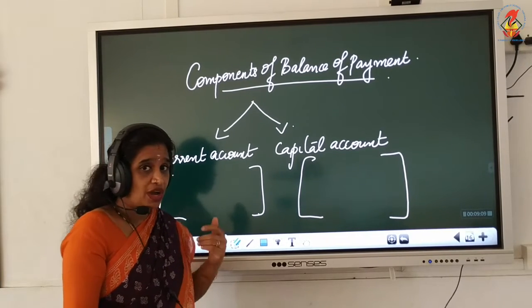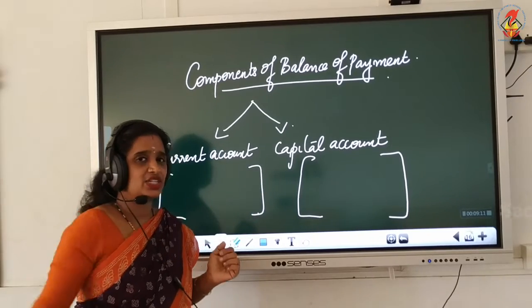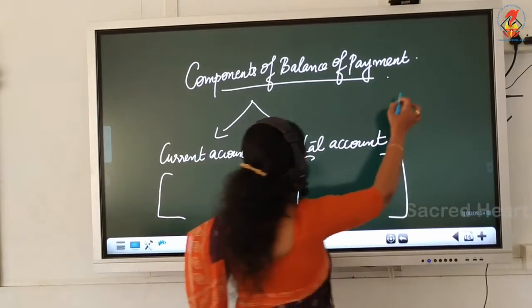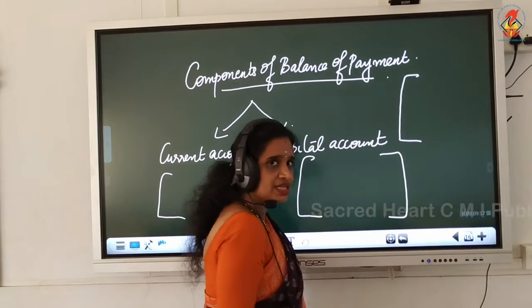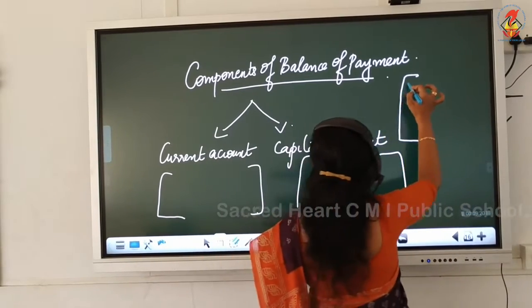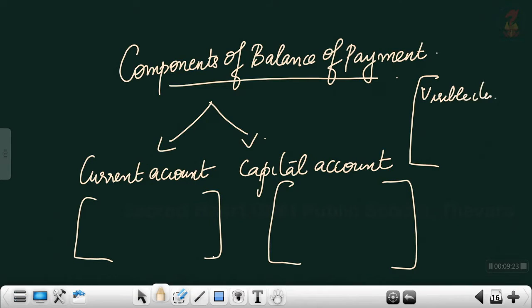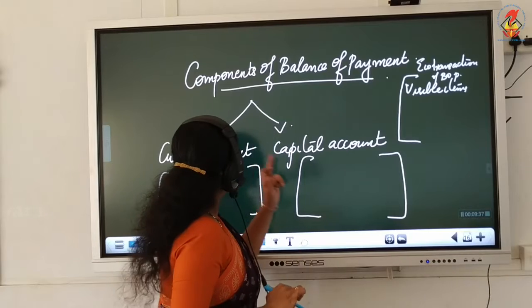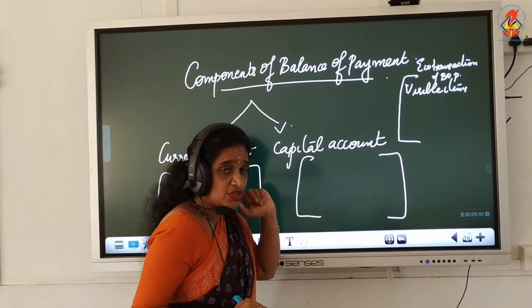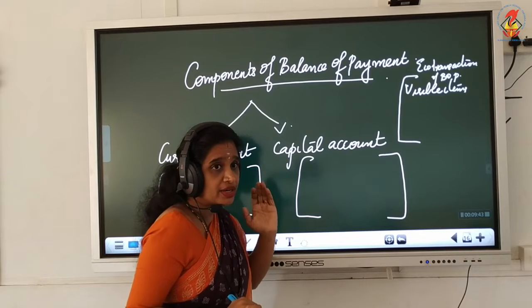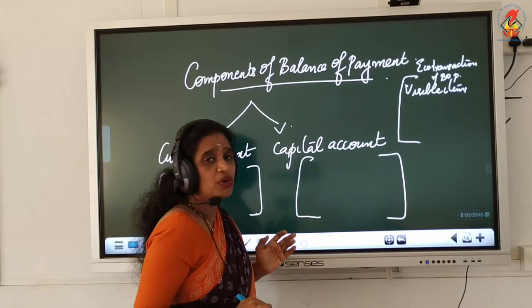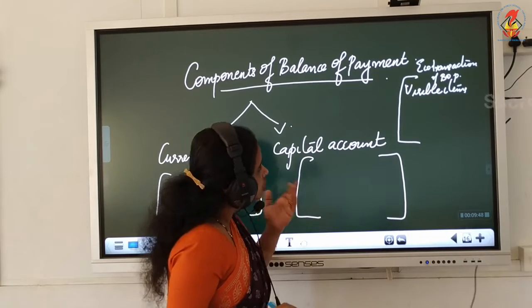So in order to understand, you have to go back to the economic transactions which I have explained. I will write it by the side. What are the economic transactions in BOP? The first economic transaction is visible items. To learn about the components of BOP, how many components are there? Current account and capital account. To know about the current account and the capital account, we need to know the economic transactions in the BOP, which we have already learned.